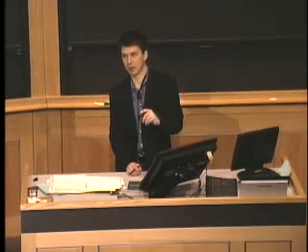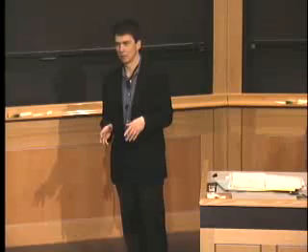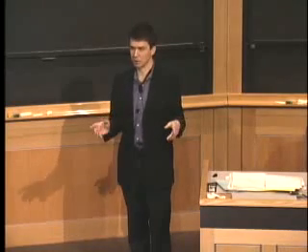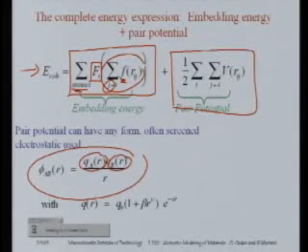I'll show you in a second that the division of energy between the embedding part and the pair potential is not unique. Okay, so that means every time you change your pair potential, you'll have to change your embedding function. I'll show you that in a second. What do you use for the embedding function?